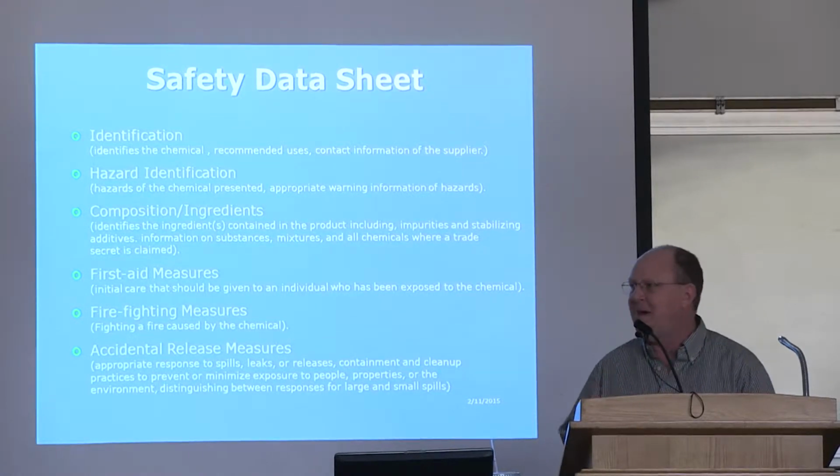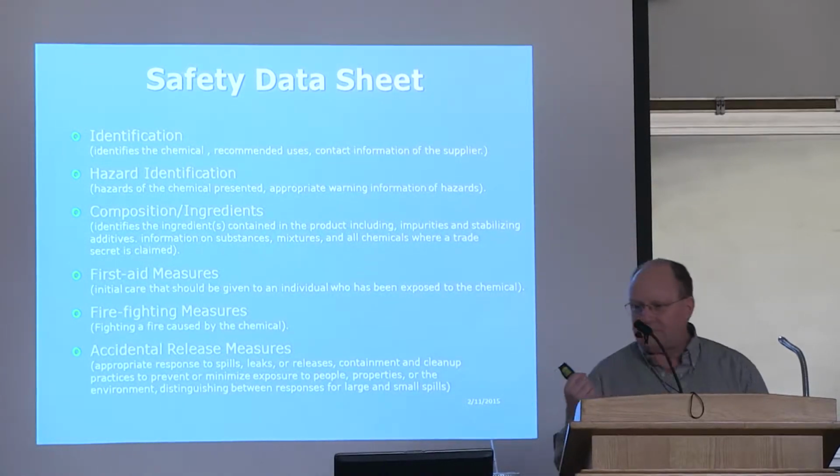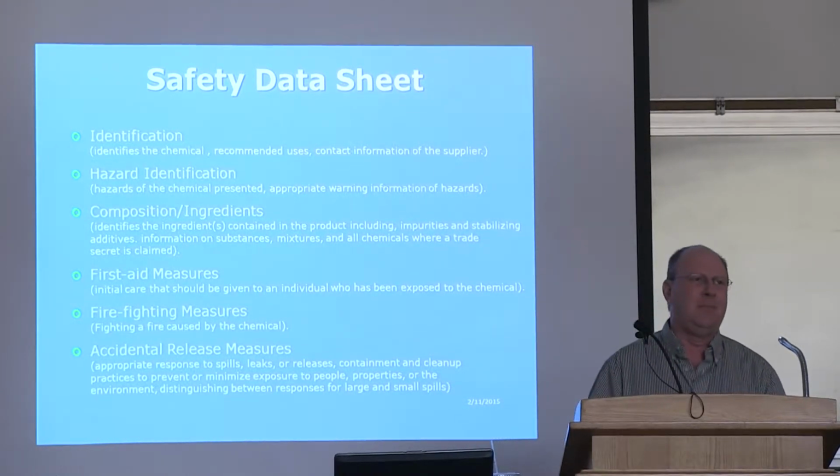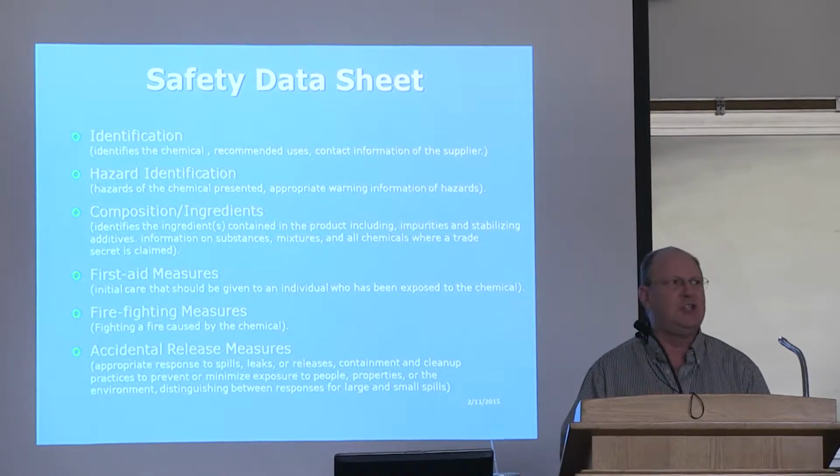The first part deals with the identification, who is the manufacturer of that particular product. That's section number 1. Let's go down to section number 2. What basic information are they going to give you about that particular chemical? That's what you're going to find in hazard identification in section number 2 of the safety data sheet. Go down to number 3.